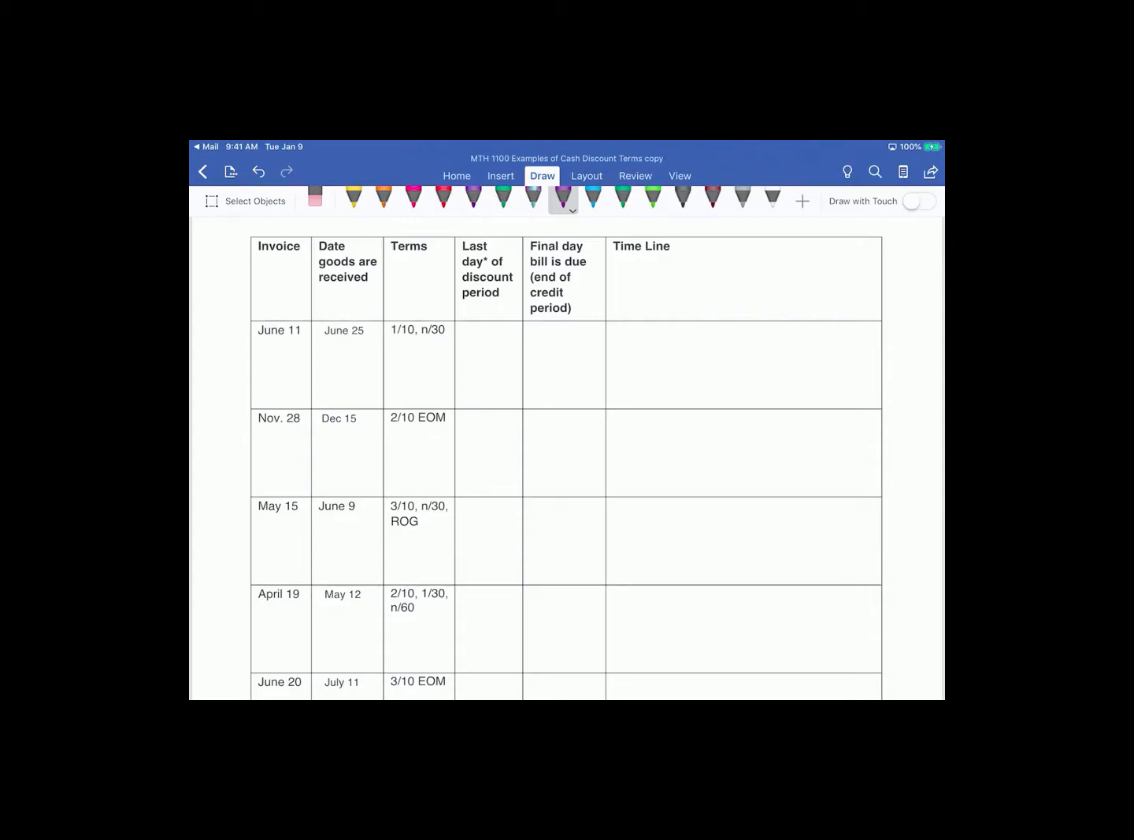Okay, so the first example says the invoice is on June 11th. The date that the goods are received is June 25th. The terms are 1/10 net 30. So that means if I make my timeline, so unless it says ROG, I'm going to start the day of the invoice. So I'm going to start my timeline at June 11th. If I pay within 10 days of June 11th, I'm going to get an additional 1% off.